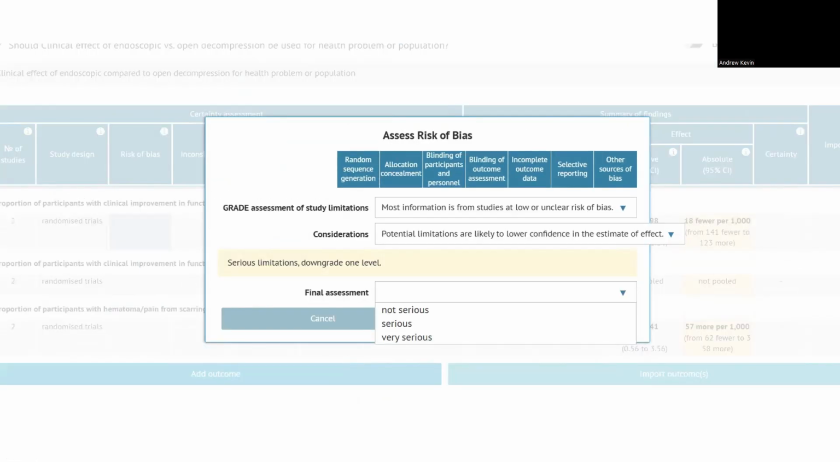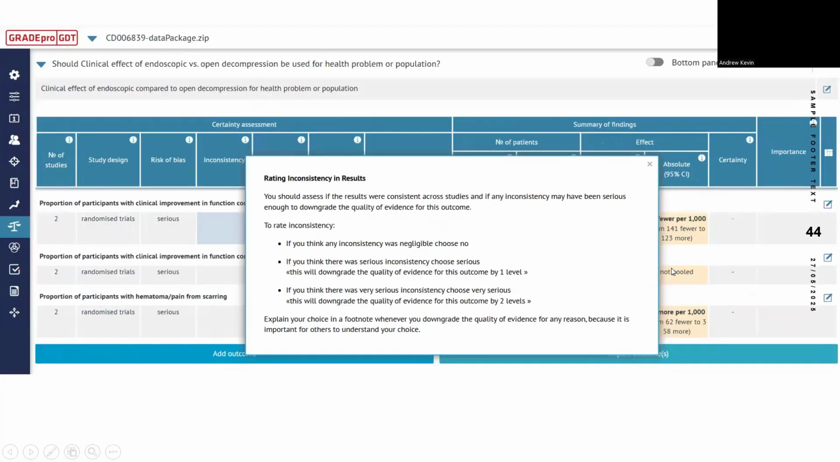So here I have rated the GRADE assessment of study limitations as: most information is from studies at low risk or an unclear risk of bias. Now, the second thing is that because there are some factors with an unclear risk of bias, is that likely to lower the confidence in your outcome? Yes. So I have graded yes, because they have not calculated the sample size, that may lower our confidence in the outcome estimate. So I have lowered the grading by one level. So the final assessment, I have graded it as serious limitations, and I have downgraded it by one level.